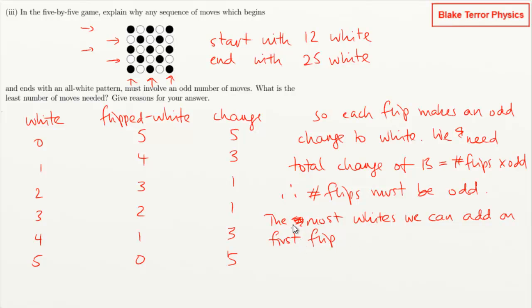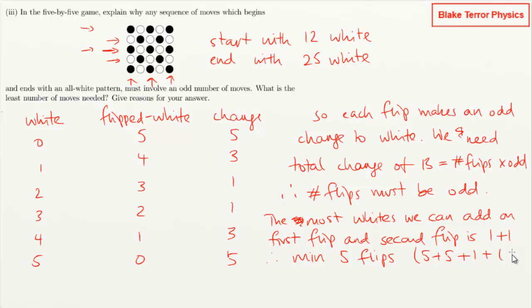Okay, let's go first 2 flips, because we could say we flipped this one here, then we'd be getting 1 extra white, but then we could only add 1 extra white on the second flip. On first flip and second flip is 1 plus 1. So we'd still have to add another 11. So yeah, we're not going to do better. So therefore, minimum 5 flips, as in we could do 5 plus 5 plus 1 plus 1 plus 1.